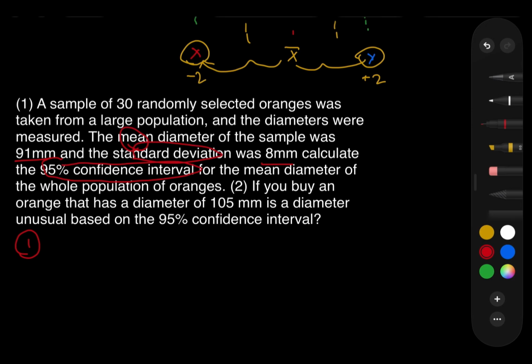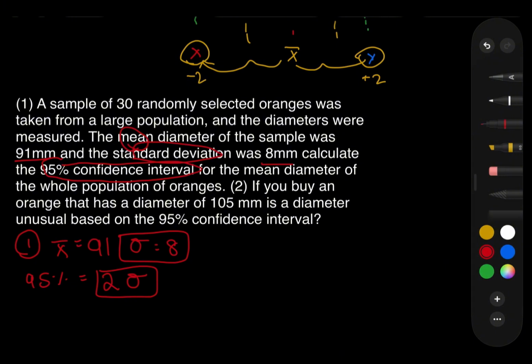So it's asking for the 95% confidence interval. So we know that our mean is 91, and our standard deviation is 8. But now it's asking for 95%. And if 95% represents 2 standard deviations, we're going to double our regular standard deviation. So again, 95% is the same thing as 2 standard deviations. And if 1 standard deviation is simply 8, if we have 2 standard deviations, we're going to double that. So it's going to be 2 times 8.